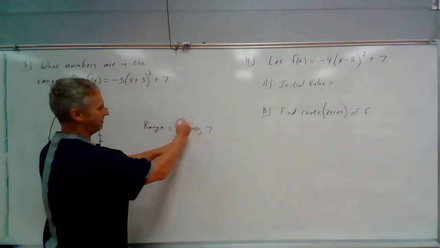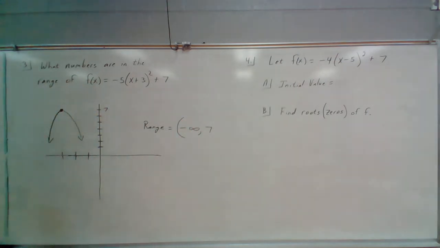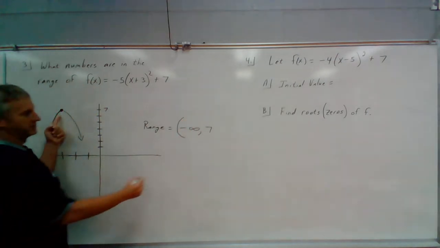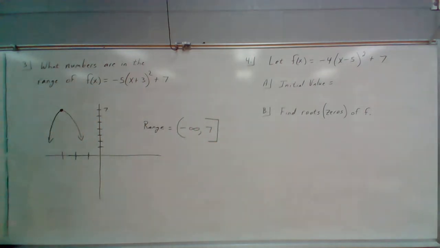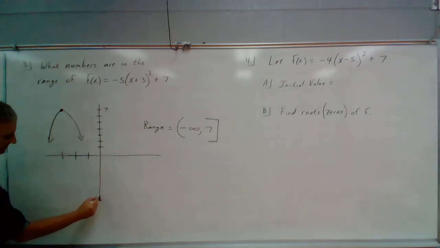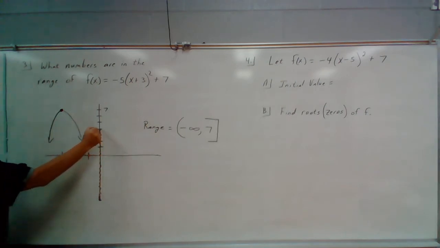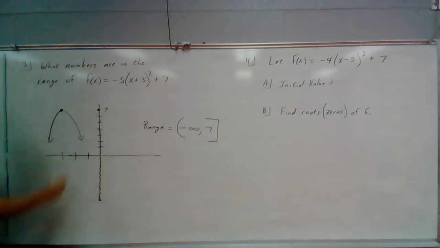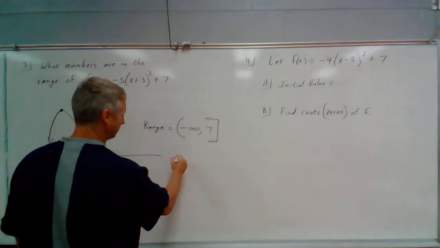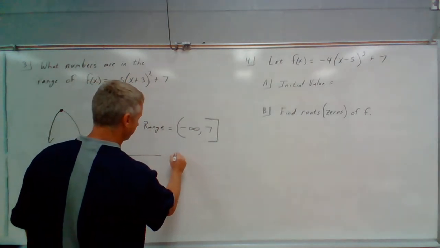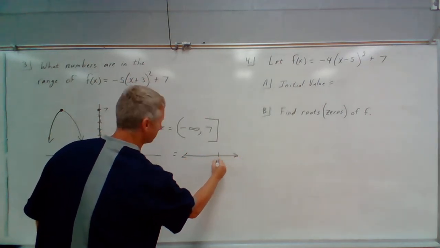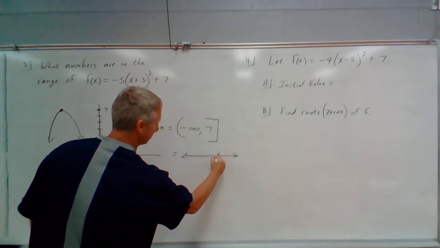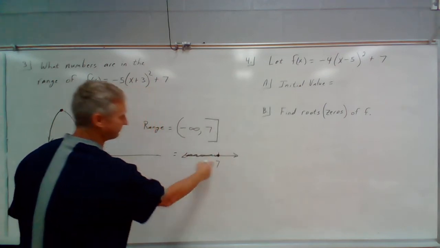Infinities always have the open parenthesis on them. Okay, the 7 is included in the range, so I'm going to use a square bracket. So there's my range. My range is from -infinity all the way up to 7, including the 7. So if I put that on a number line, I would have 7 included, and it would be all the numbers from -infinity to 7.